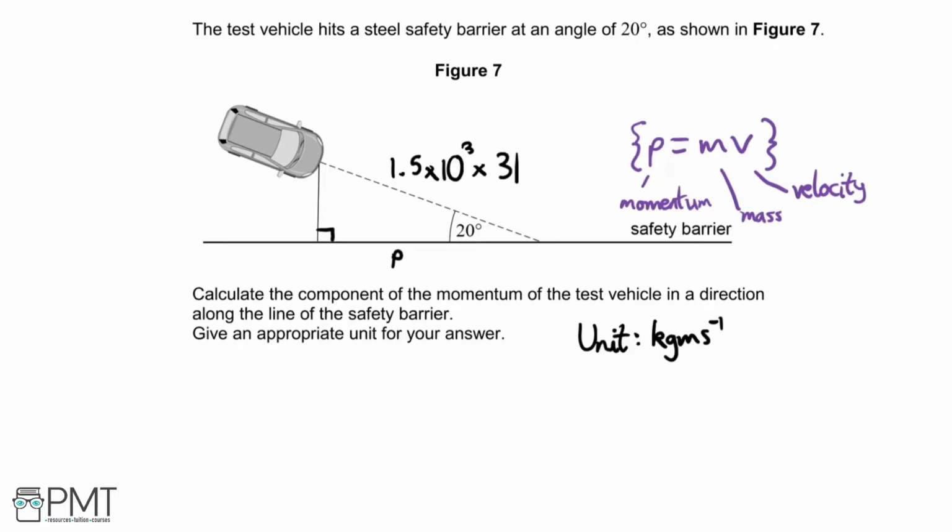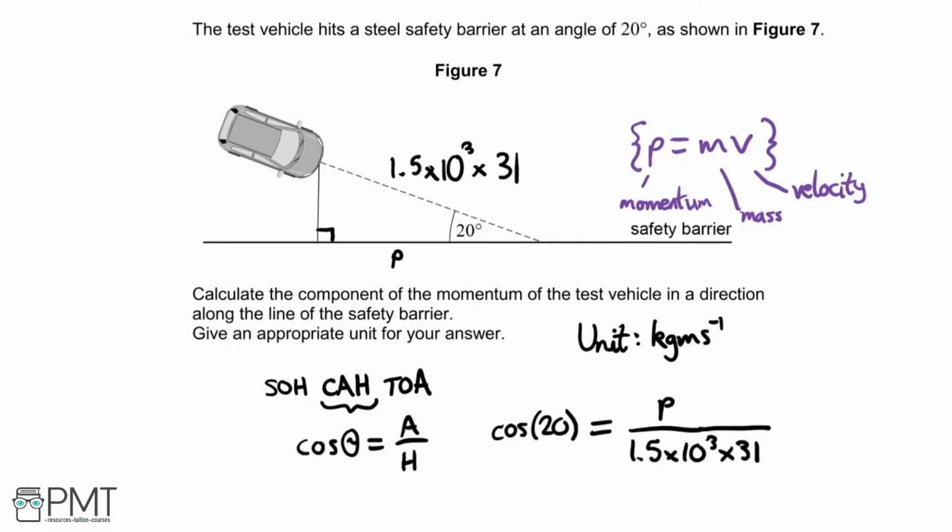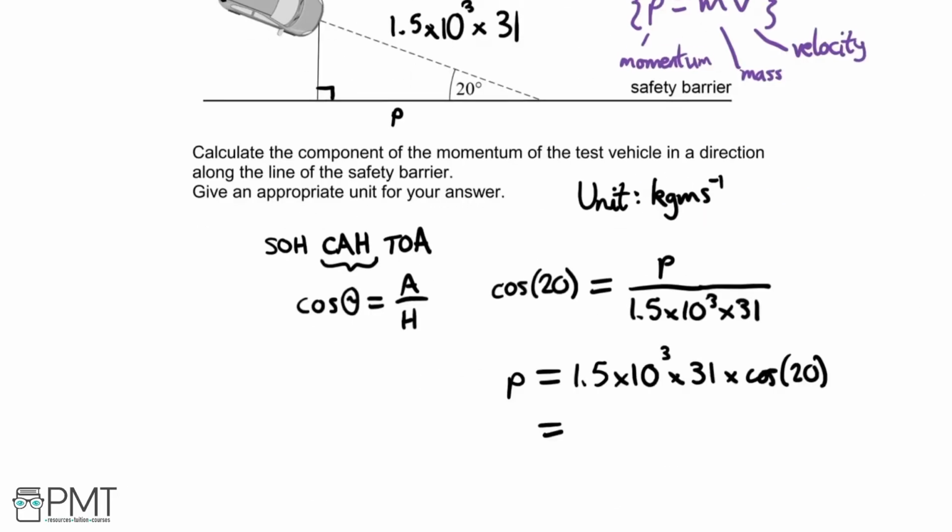So if we use SOHCAHTOA, we're interested in the part of the expression that has the adjacent and the hypotenuse. So that's going to be this middle part. So cos of the angle is equal to A divided by H, the adjacent divided by the hypotenuse. So let's make those substitutions and then rearrange to make P the subject. And that should give us 4.4 times 10 to the 4 kilogram meters per second.